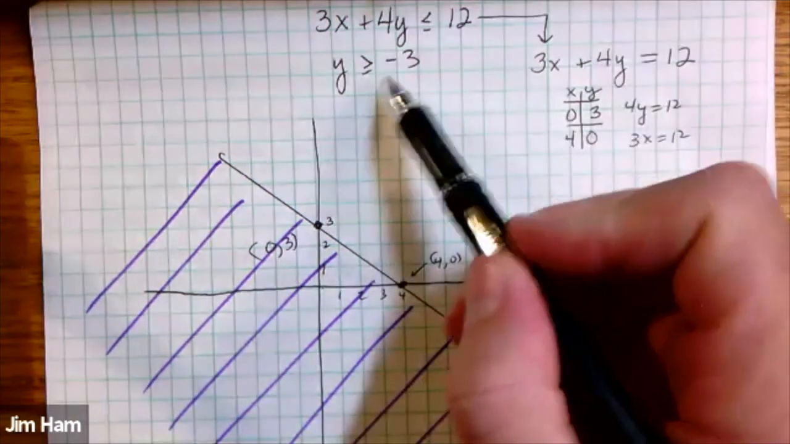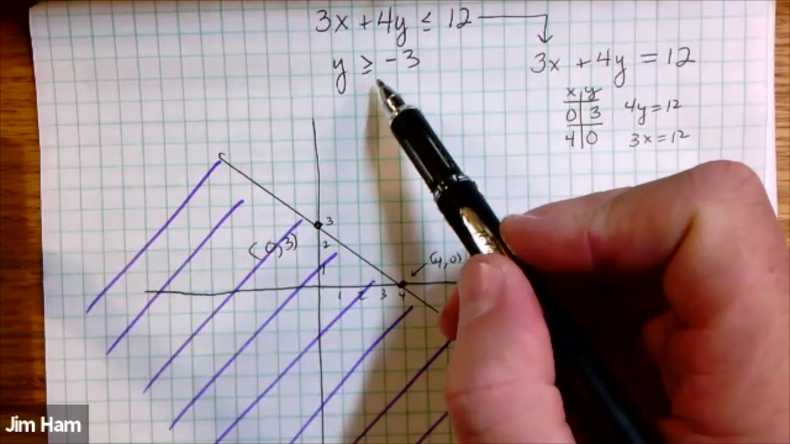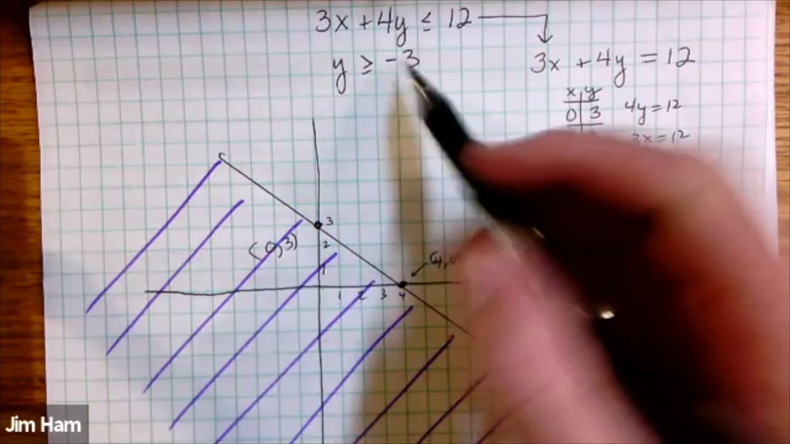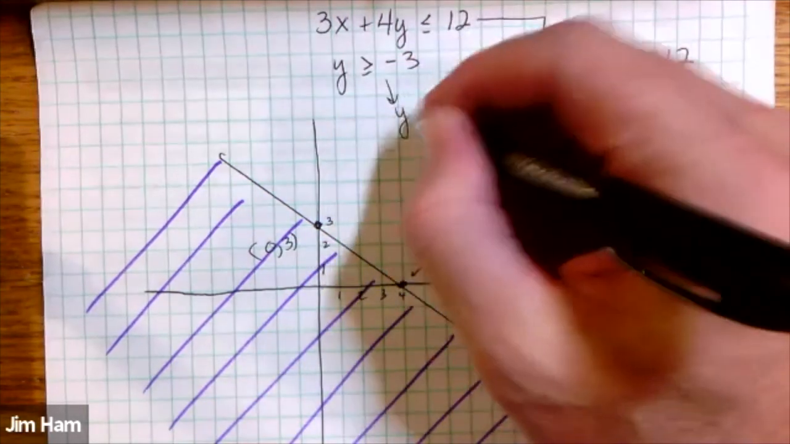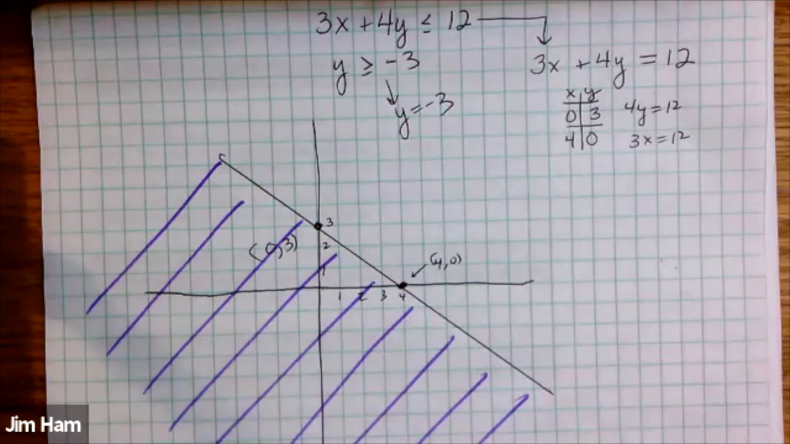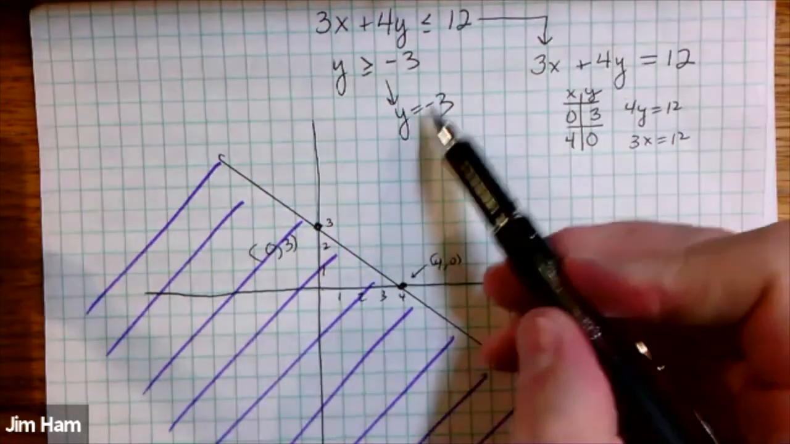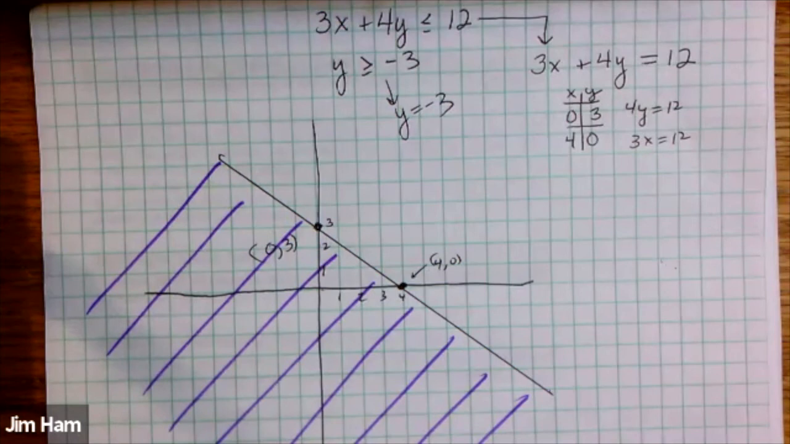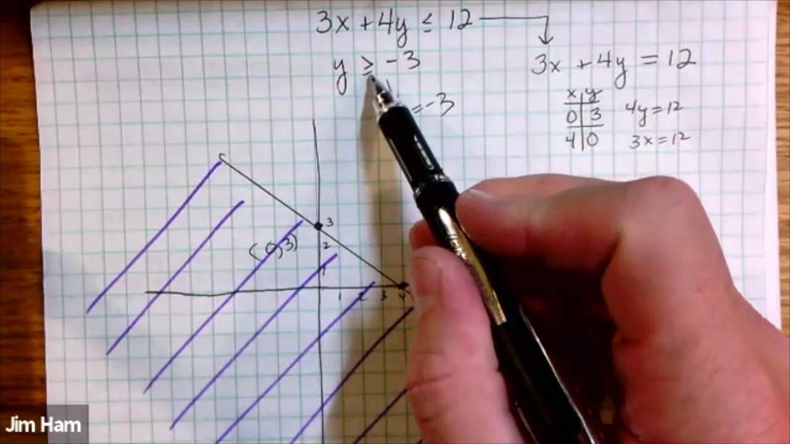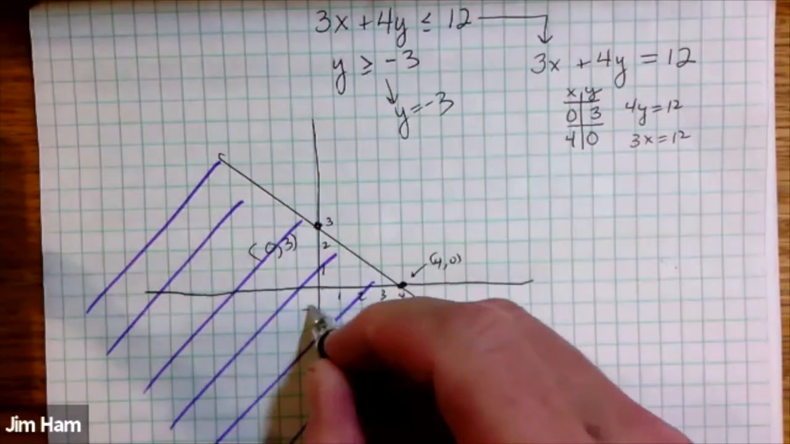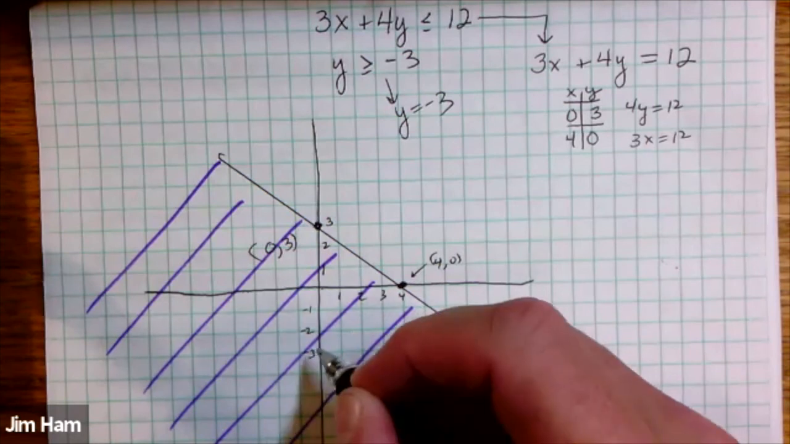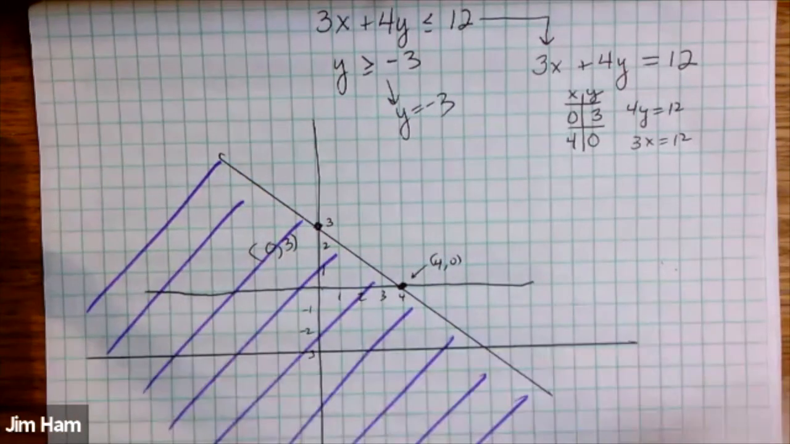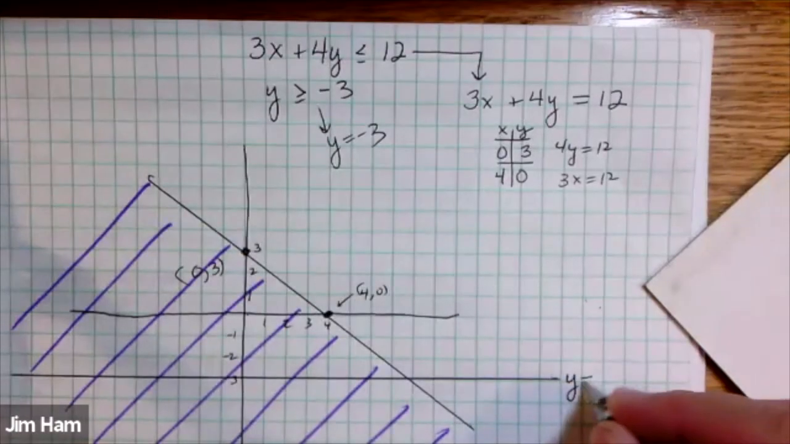The next inequality is y greater than or equal to -3. Now we're going to start off with y equals -3, replacing the inequality sign with an equal sign. That's the equation of a horizontal line. There's no x in it. So I'm going to draw that line at -3. It's greater than or equal to, so we're going to draw a solid line, -1, -2, -3. There it is. This is y equals -3.